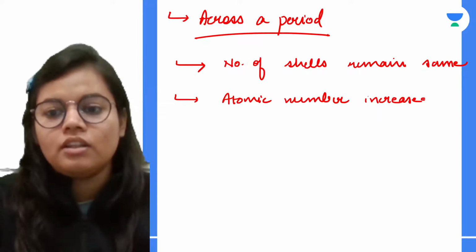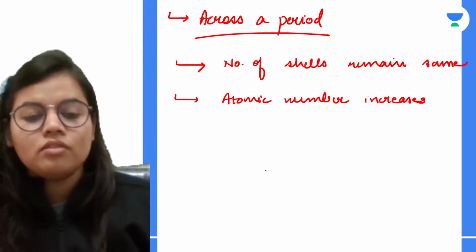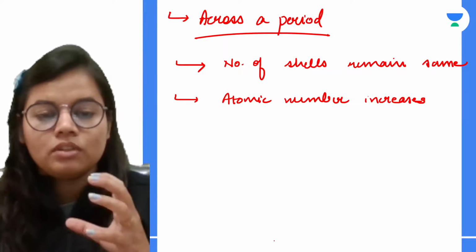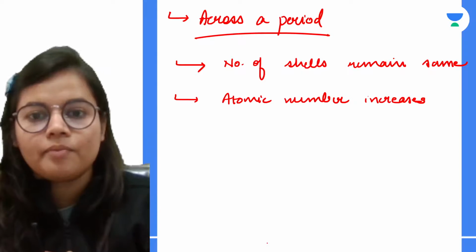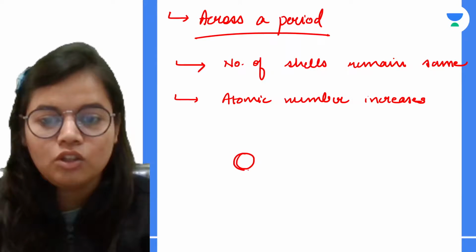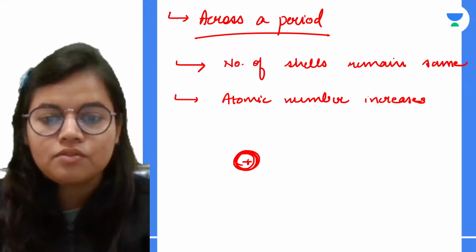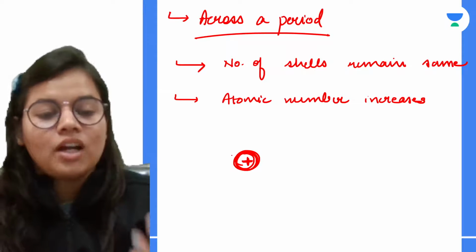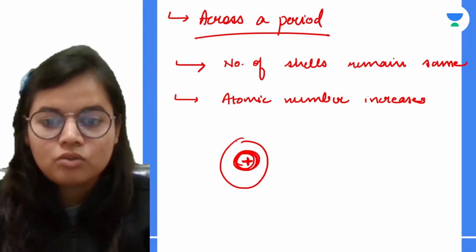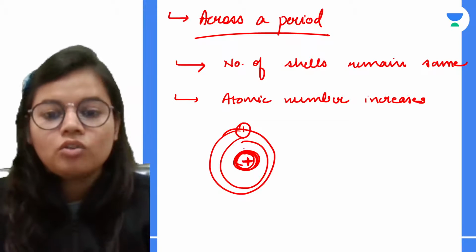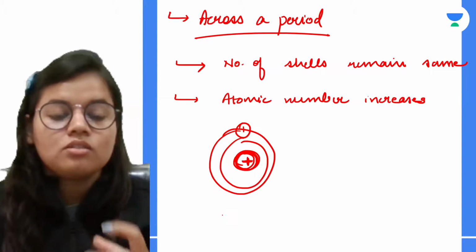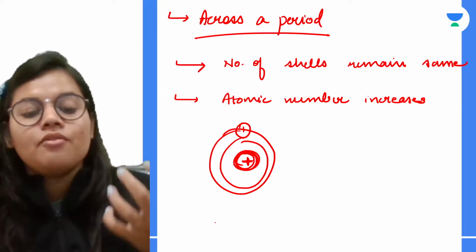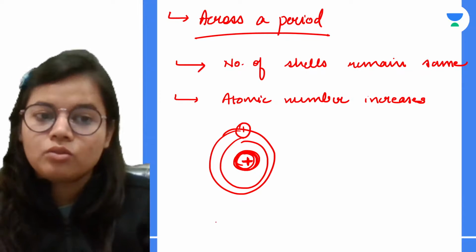That means the number of electrons is also increasing, and the number of protons is also increasing. Now, a proton is basically a positive charge present in the nucleus of an atom. As we know, unlike charges attract each other, and electrons carry a negative charge. So this positive charge in the nucleus, what does it try to do? It tries to pull that negative charge towards itself, which means it tries to pull the electron towards itself.